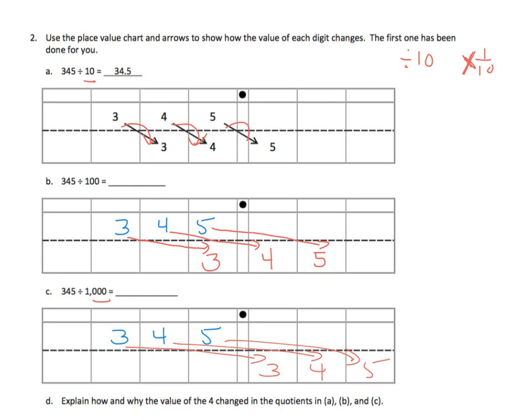So again, let's go over these. 345 divided by 10 is 34 and 5 tenths. 345 divided by 100 is 3 and 45 hundredths. 345 divided by 1,000 is 345 thousandths. Now, part D, explain why the values changed. And again, like we did in the previous slide, we can talk about how many places we have to move our digits when we divide by 10, divide by 100, divide by 1,000. And this time we're referring to the 4. So think about that. Talk about where the 4 started and where the 4 ended up and why that change occurred.